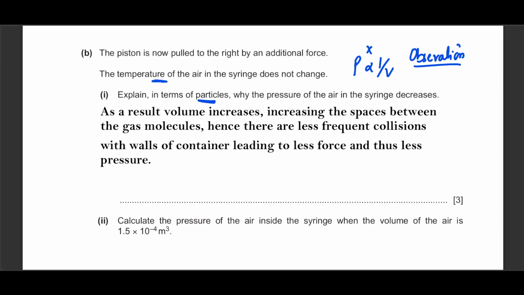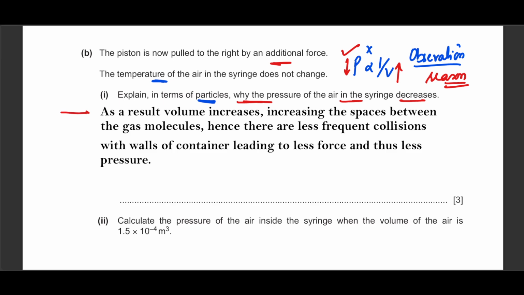So if you pull it towards the right side, the volume increases, so the pressure should decrease. But is this something special in our answer? He's already mentioned why the pressure in the syringe decreases. He's already answered this part because he knew from past papers this is what students do. So what can you write down now? You explain the reason why this is happening. And the reason is really simple.